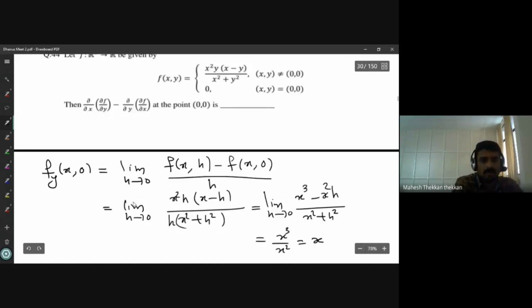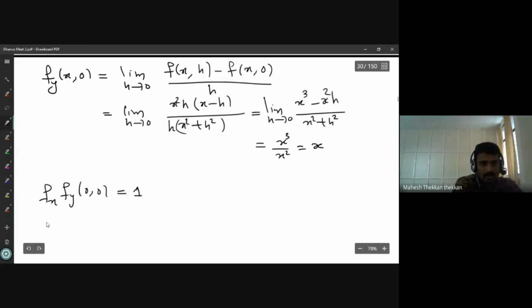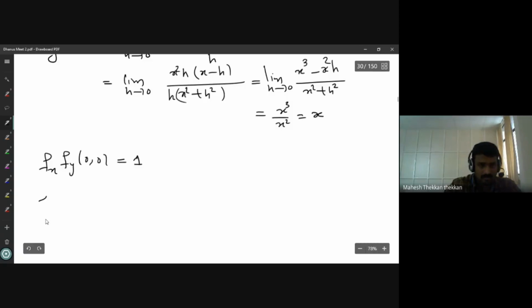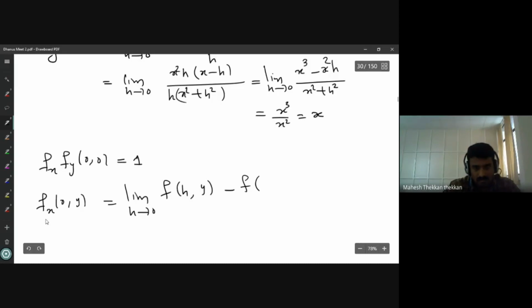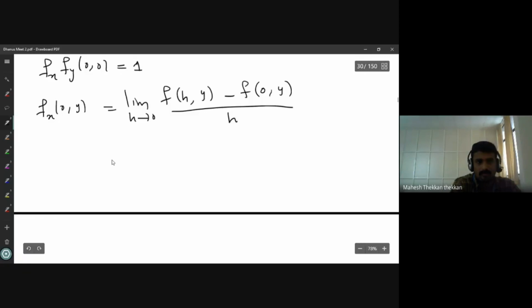Okay. Now you look at the other one. You want to look at fx at (0, y), correct? This is the limit as h tends to 0 of f(h, y) minus f(0, y) divided by h. Okay, what is f(h, y)? You have to substitute here. So this will be equal to the limit as h tends to 0.